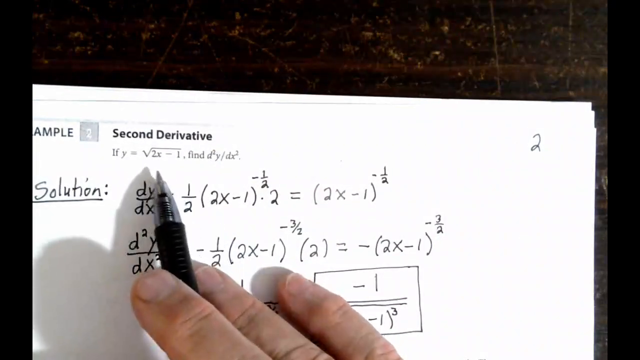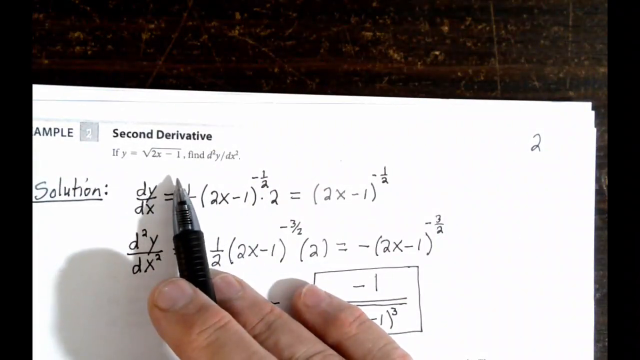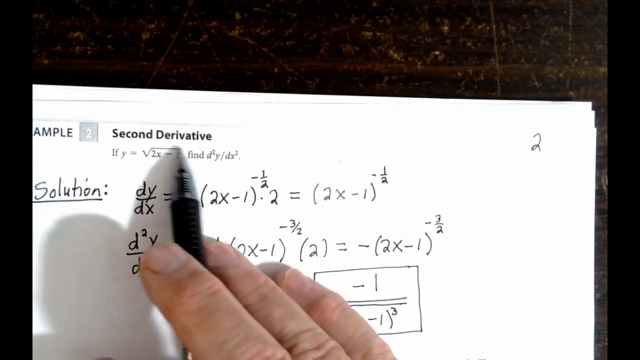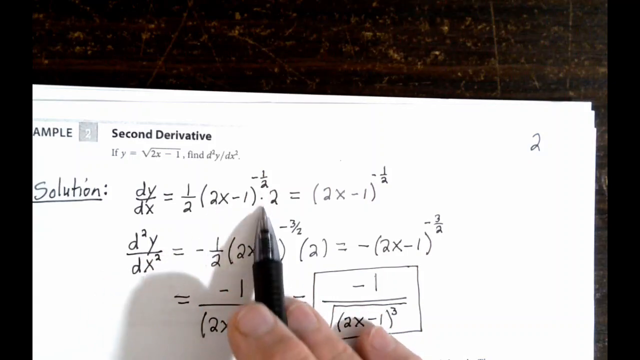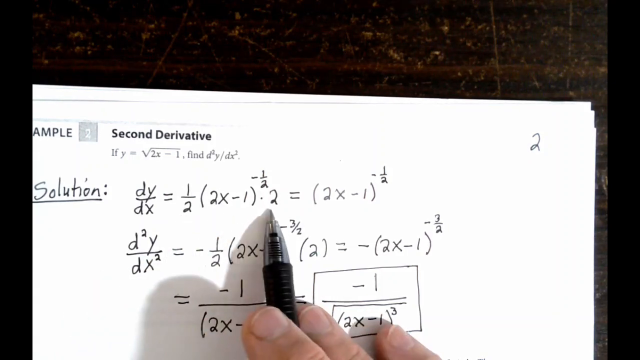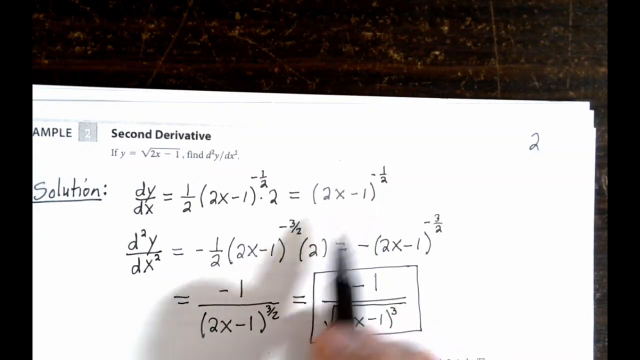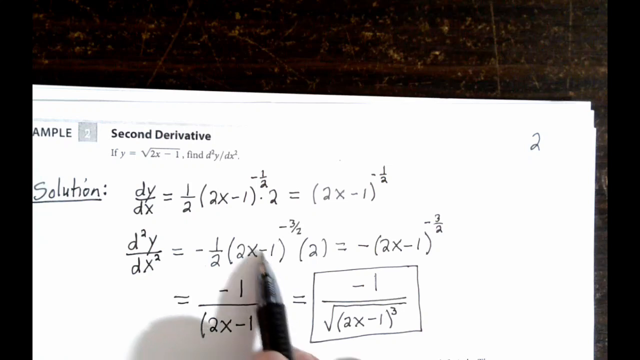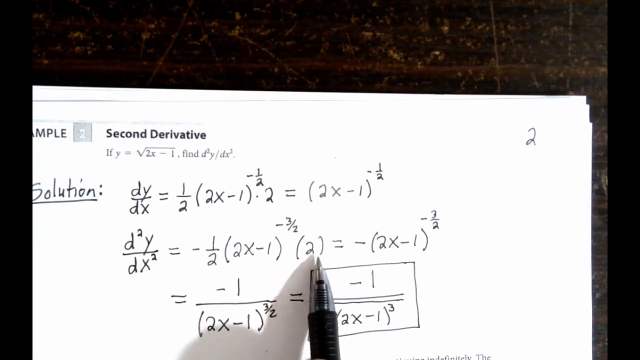Here you've got the square root of 2x minus 1, and they want you to find the second derivative. You can write that with a 1/2 power, bring the 1/2 out front, and subtract 1 from the exponent, times the derivative of what's inside. 1/2 times 2 is just 1, so you just get this. And now when you take the derivative of that, you bring the 1/2 out front and subtract 1 from the exponent, times the derivative of what's inside.